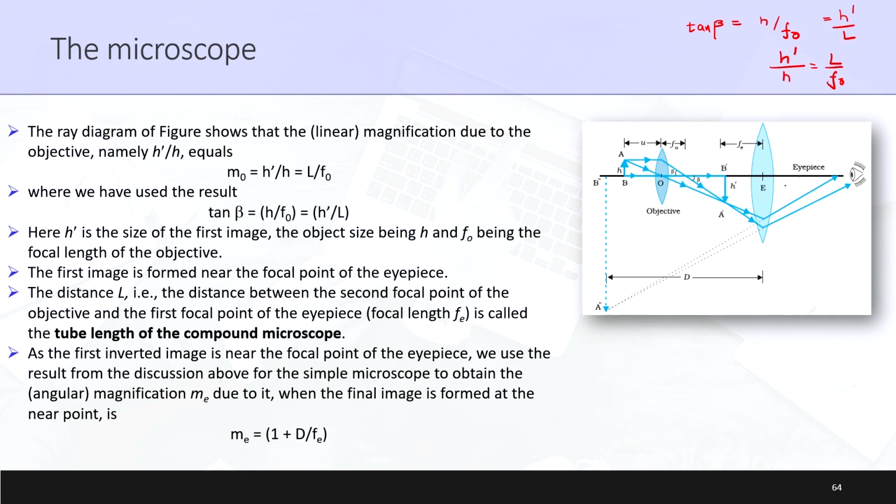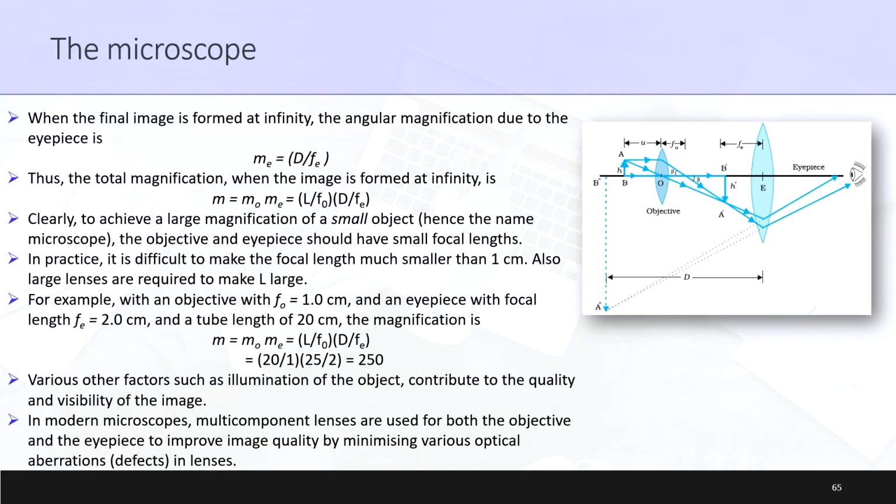So, just the angular magnification, when you find it for this portion here, you can find that the magnification, with tan theta approximately equal to theta, is equal to 1 plus capital D by Fe. Please remember, this is only when the final image is formed at the near point. When the final image is formed at infinity, then the angular magnification due to the eyepiece will be equal to capital D by Fe, and thus the total magnification when the image is formed at infinity is equal to M naught Me.